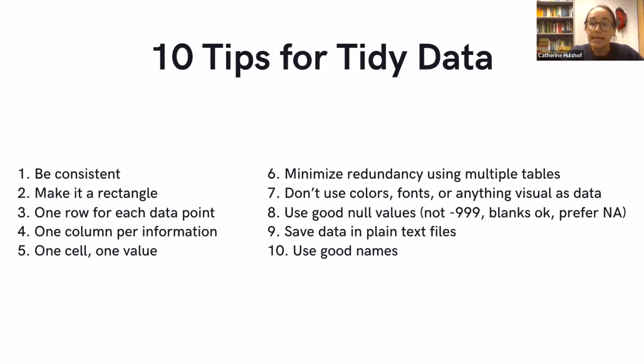We'll also talk about null values and the difference between an empty cell and an NA. And we'll see how to save data in plain text files and why that's important. And finally, we'll learn how to use good names for column headings and for the files themselves and why this is important. So this is a broad overview of some of the rules that we'll be covering.